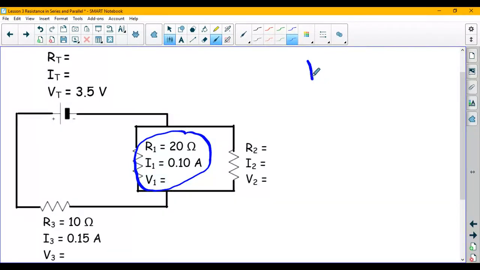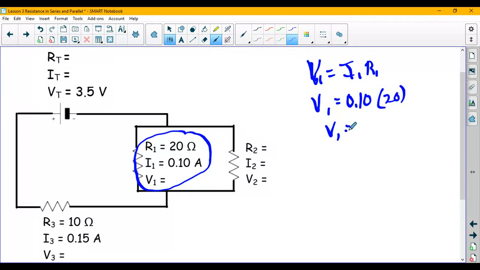So I can say that V1 is equal to I1 times R1. I can use dear old Ohm's law. This makes it very easy because all I have to do is multiply, right? So my current is 0.1, my resistance is 20 ohms. So when I multiply that, I get my potential difference or my voltage. Well, that I can do in my head, pretty straightforward. So I know that this is 2 volts.